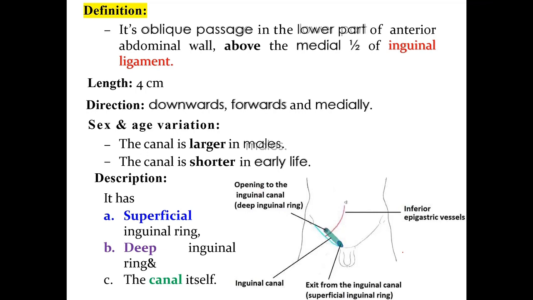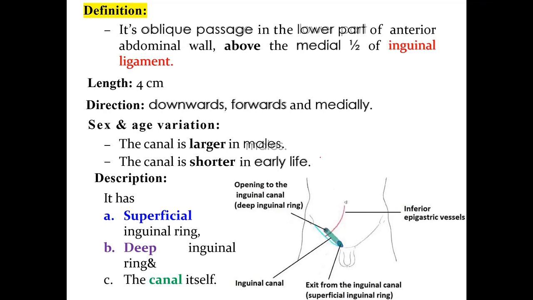Now, because in early life, in the pediatric age group, the canal is short, the 2 openings just superimpose each other. In other words, there is no posterior wall. Hence, you don't do herniorrhaphy, you rather do a herniotomy.